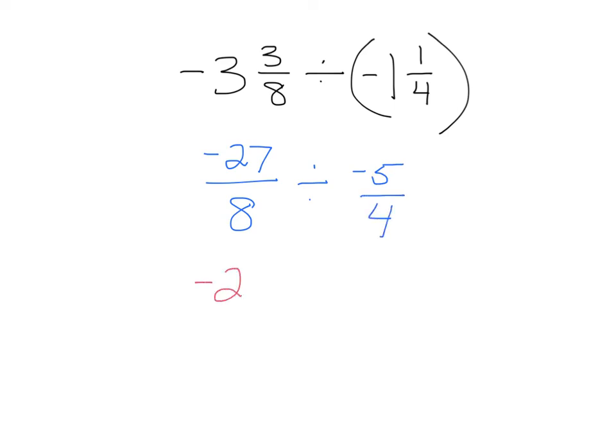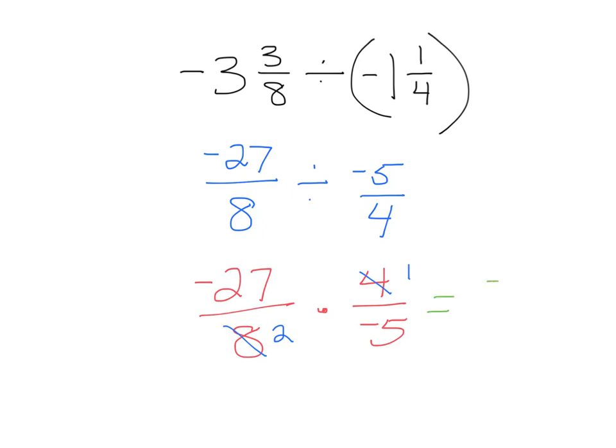Now we will flip our second. So this will become 4 over negative 5. And we'll change it to multiplying. Now let's cross cancel. So 8 and 4. 4 goes into both. So we'll say 8 divided by 4 is 2. 4 divided by 4 is 1.